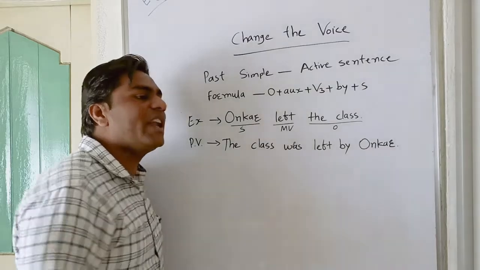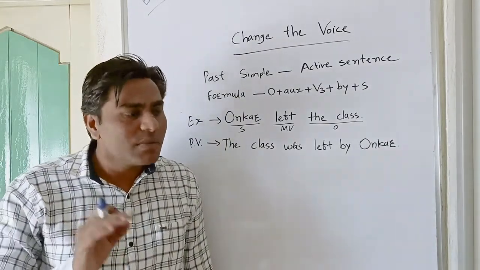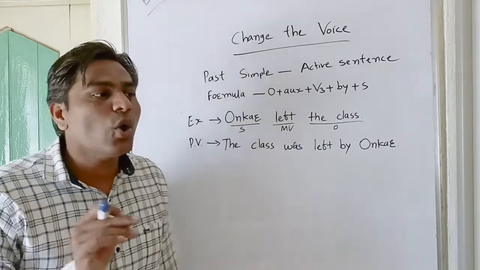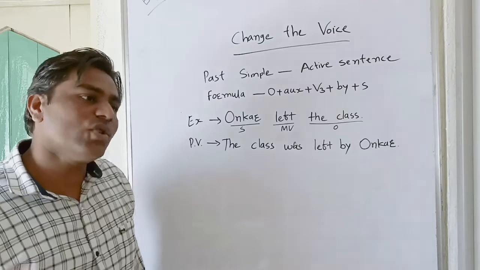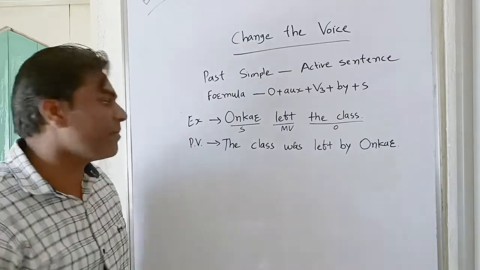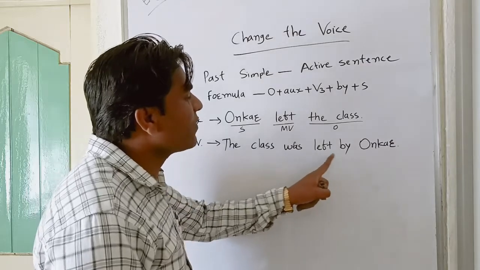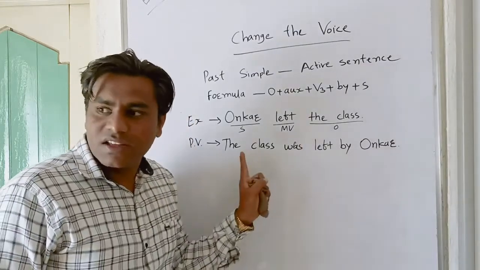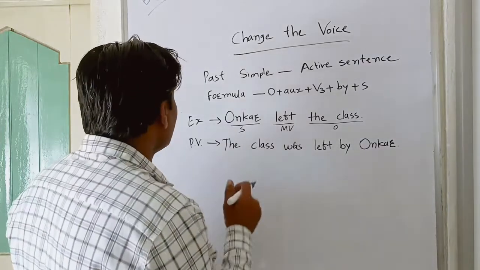Sometimes we use the spelling OMKAR and sometimes we use the spelling ONKAR. So there are two spellings of this name. So the passive voice is this: the class was left by Omkar. Okay, this is the one example.